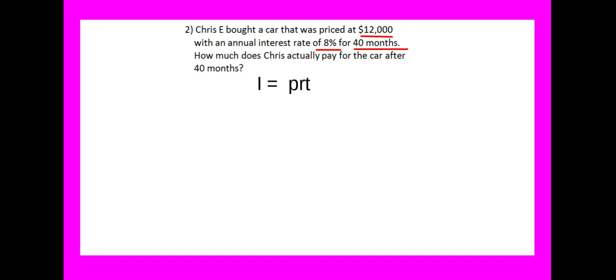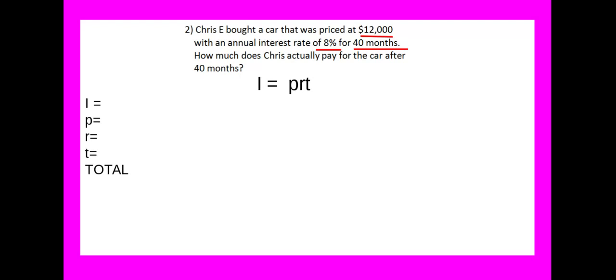Number 2 said Chris bought a car that was priced at $12,000 with an annual interest rate of 8% for 40 months. How much does Chris actually pay for the car after 40 months? Well, there's a lot of information here. First, we're going to underline the fact that we have $12,000, 8% interest, but we have 40 months. We don't have years this time, so we will have to convert it to years.